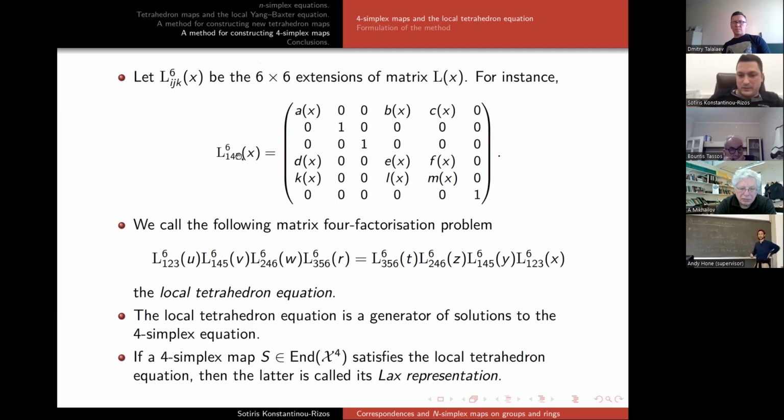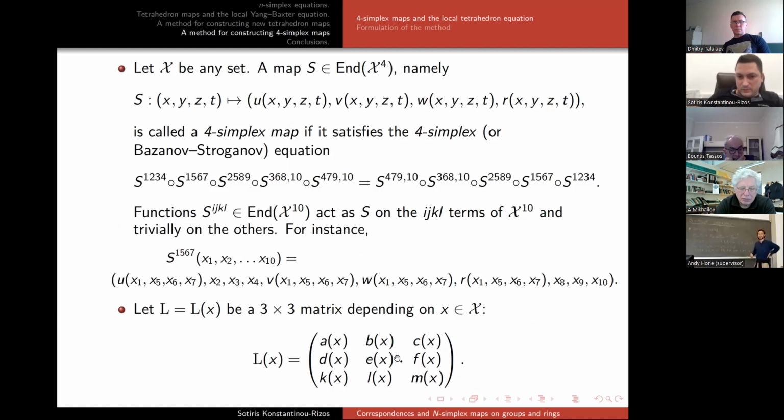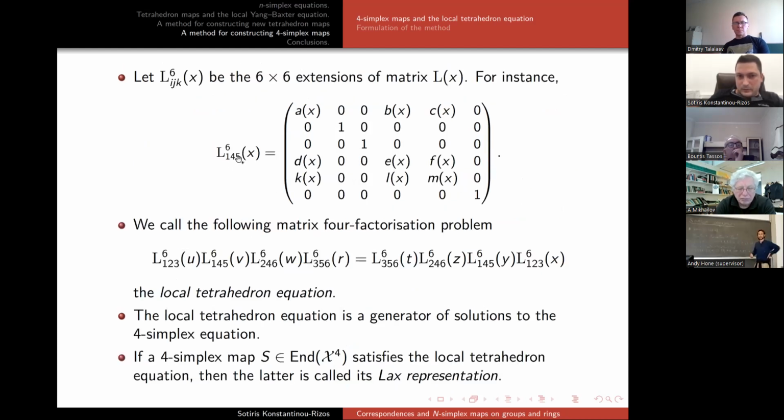1, 4, 5 means that the elements of this matrix, A, B, C, D, E, F, K, L, M, sit on the intersections of the 1st, 4th, and 5th row with the 1st, 4th, and 5th column of this 6x6 matrix. And you consider all these possible generalizations. And this is actually the local tetrahedron equation. Yeah, so this local tetrahedron equation is a generator of solutions to the 4 simplex equation.